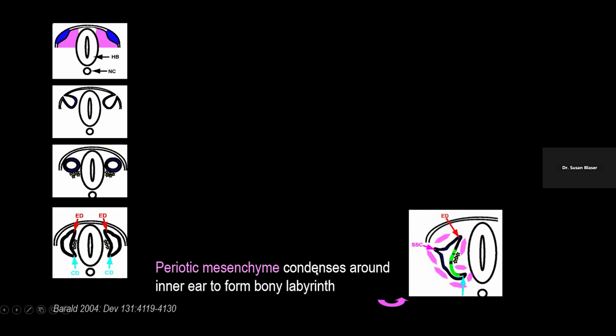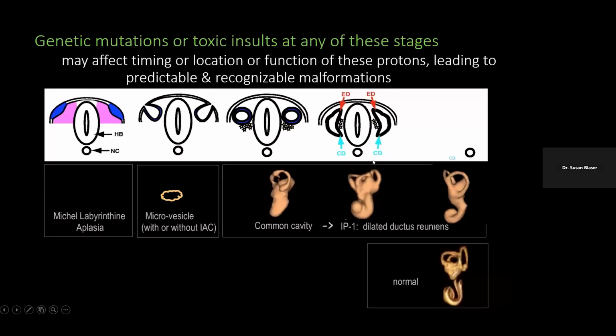At this particular stage, we can actually see the structures because there's a really nice demarcation between the fluid and the cartilage and bone on imaging. So any one of these stages can have a genetic mutation or a toxic insult, and you're going to actually affect the timing or the location or the function of these proteins, and they lead to predictable and recognizable malformations.